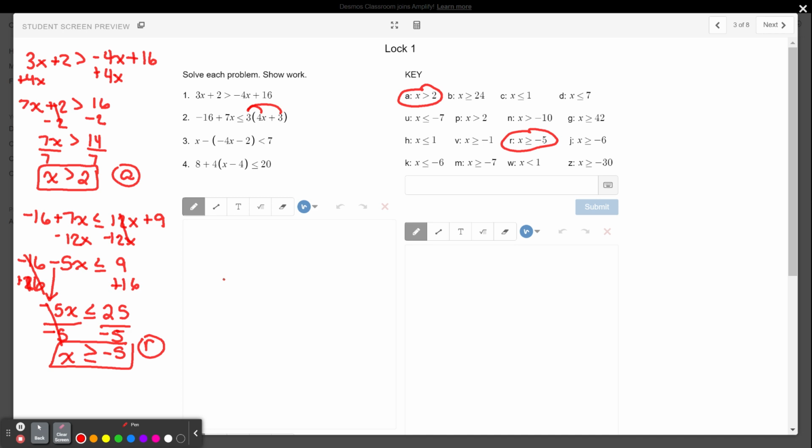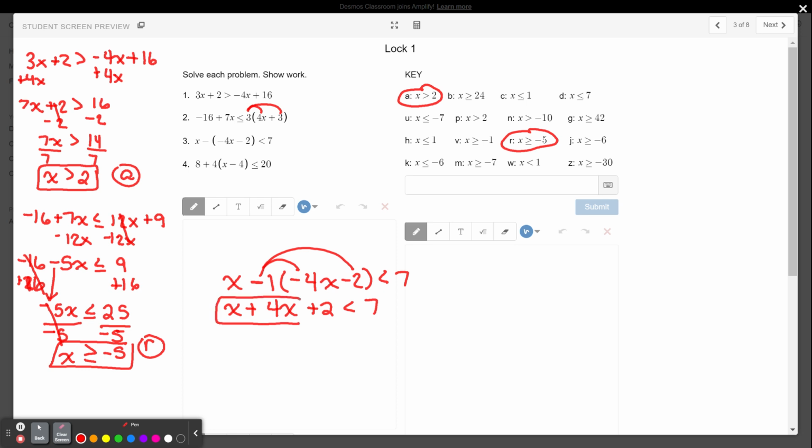Number 3, we have to be careful of this negative sign. That negative really means negative 1 is outside the parentheses. So we can distribute that negative 1. We're not going to use the x until the second line, so please drop it down. So negative times a negative is a positive. Negative 1 times a negative 2 is a positive 2.